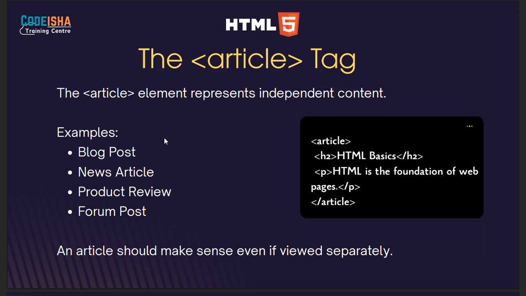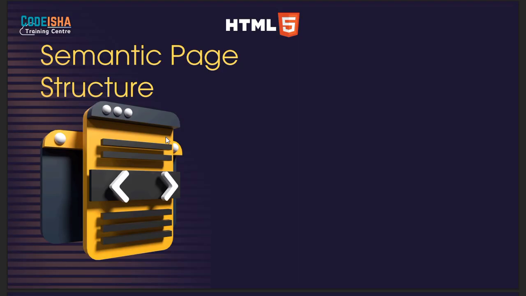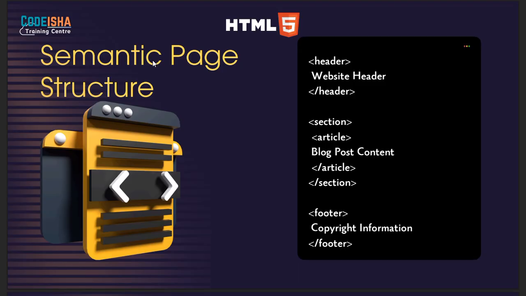Next, here's a semantic page structure. When we have a requirement like website content, we use the header tag. Any details about the website we add into a section or article. And inside the footer we add our social media links, about us, contact, or any other related information.